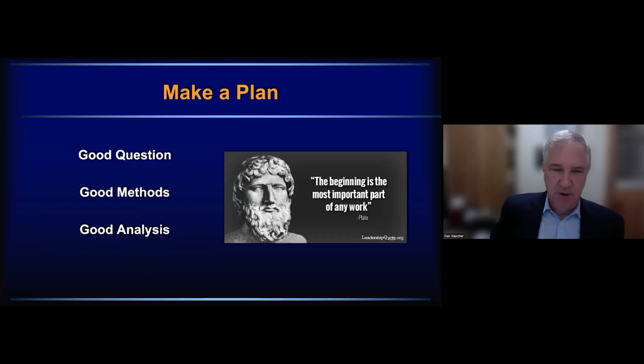So what makes a good research plan? I think there's three main things that need to happen. One is asking good questions. Two is executing the research plan with good methods. And then finally, a good analysis of your data. And I think a plan is really key to a successful research project. A good plan will make research much easier. And as Plato noted, the beginning is the most important part of any work.